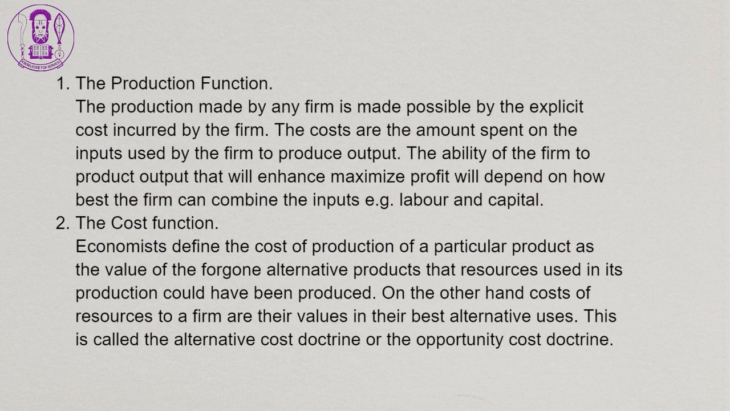2. The cost function. Economists define the cost of production of a particular product as the value of the foregone alternative products that the resources used in its production could have produced. On the other hand, costs of resources to a firm are their values in their best alternative uses. This is called the alternative cost doctrine or the opportunity cost doctrine.